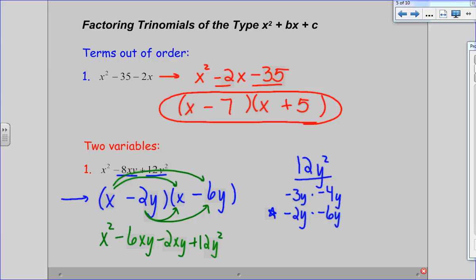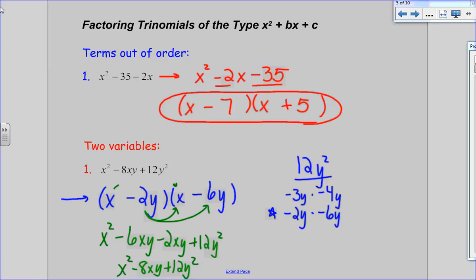And if we combine those like terms, we see where that middle term, 8xy, comes from. So we know that this combination works. The only difference of what we had to do here was just add y's to those last constants that we're not used to doing to our last terms. Let's look at a few more examples here.